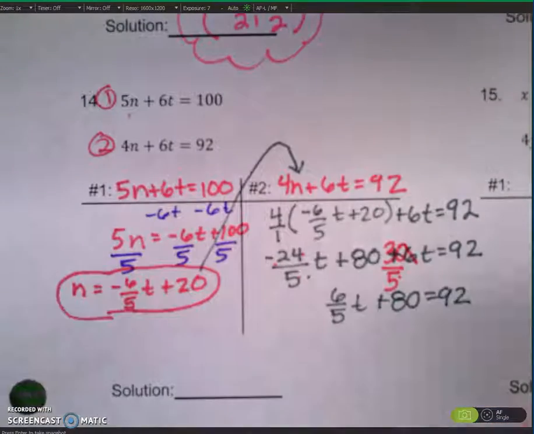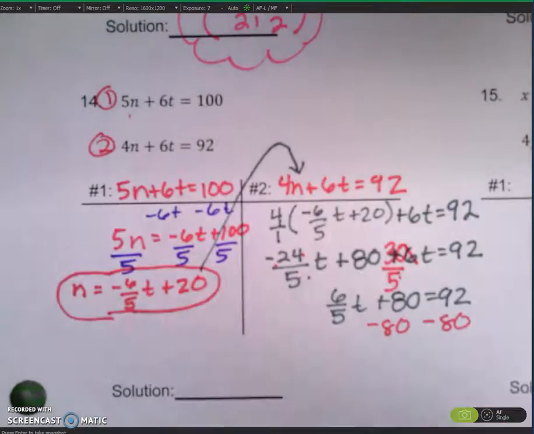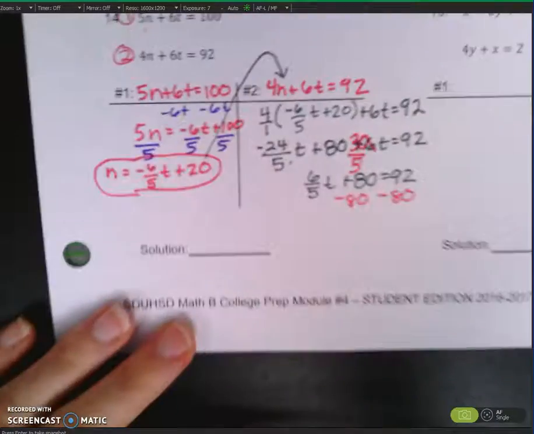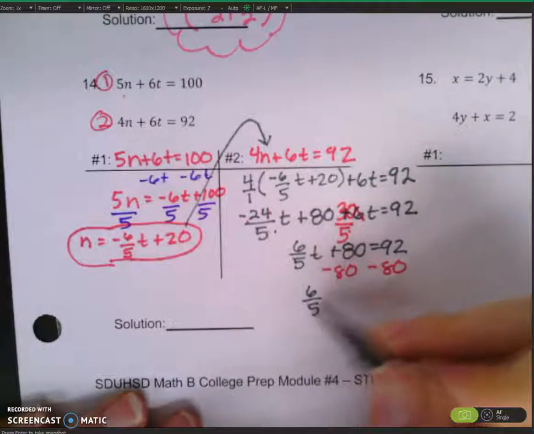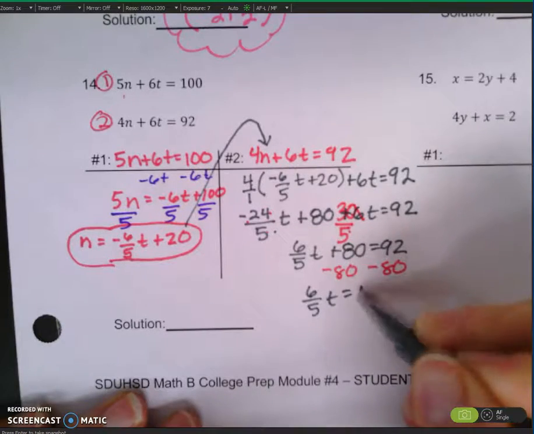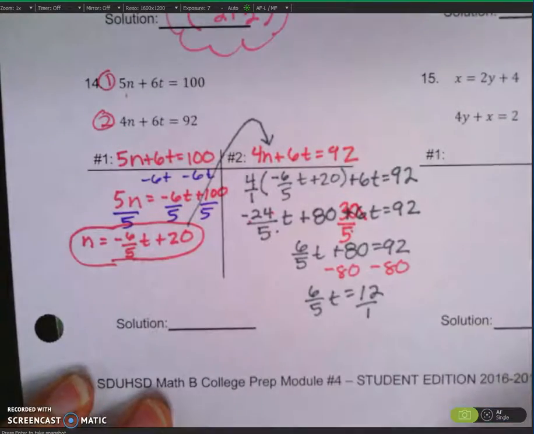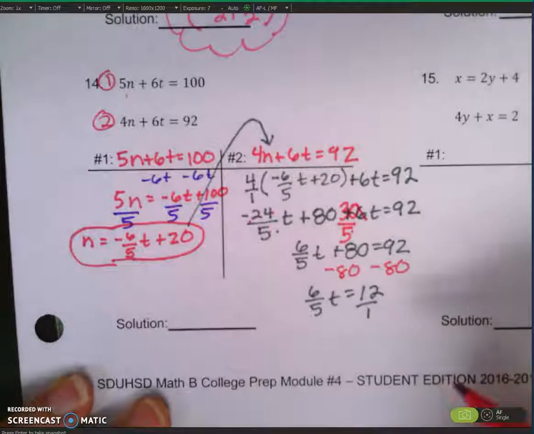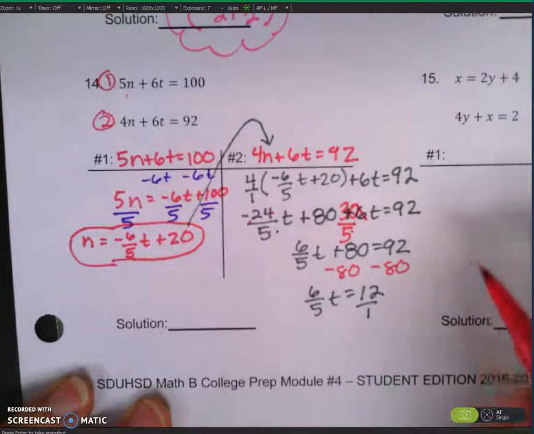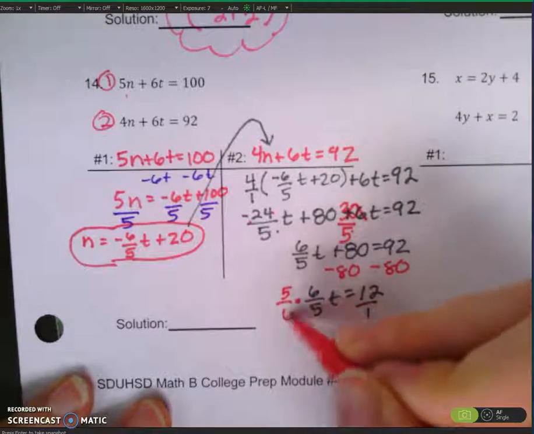To isolate my variable, I'm going to subtract 80 from both sides. When we do that, we end up with 6/5 t equals 12. All right, as 12 over 1. T is being multiplied by 6/5. The opposite of multiplying by 6/5 is dividing by 6/5. But I know when I divide a fraction, I really multiply by its reciprocal.